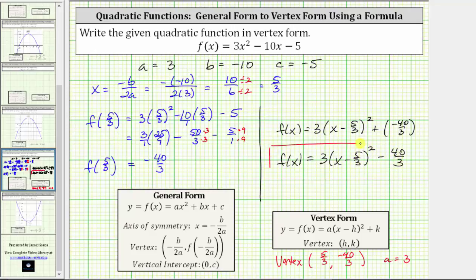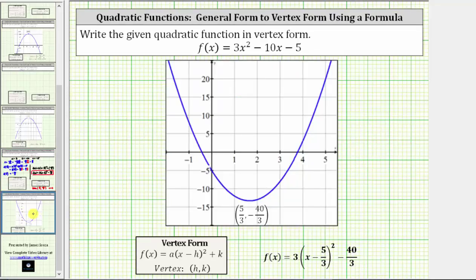Let's verify this graphically by graphing the function in vertex form. If we graph the function in vertex form, this is the graph of the function. Notice how the vertex is the point 5/3 comma negative 40/3, this point here. Because a is positive, notice how the parabola opens up, and for the last check, notice how the vertical intercept, or the y-intercept, is negative 5, which in general form is the value of c. Notice how here we have c equals negative 5.